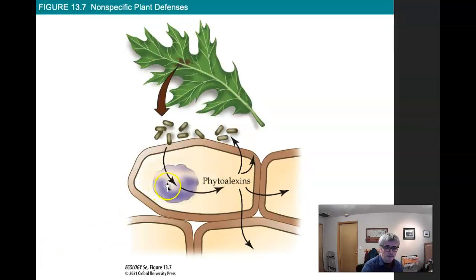So here, let me pause a second because I want to walk through this figure a little bit more. Here's a leaf with some sort of parasite growing on it. It could be a bacteria, for example. And so that bacteria is starting to attack the cell wall.